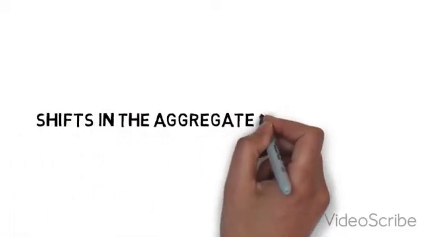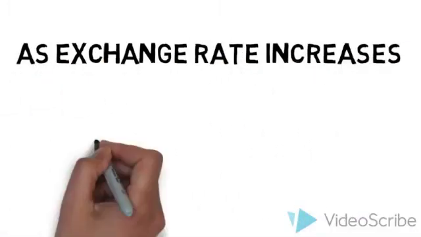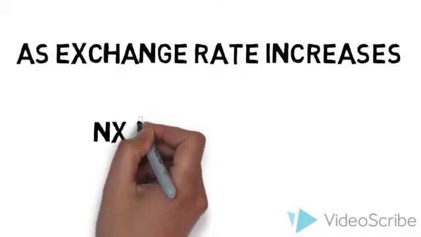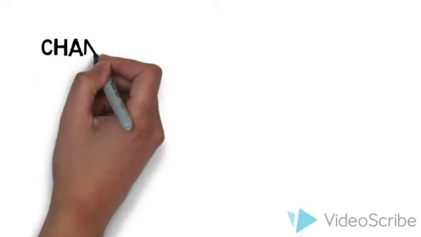So next we have shifts in the aggregate demand curve, and what causes that. The first one is exchange rates. As the exchange rate increases, your net exports are going to decrease. Thus, aggregate demand would decrease.